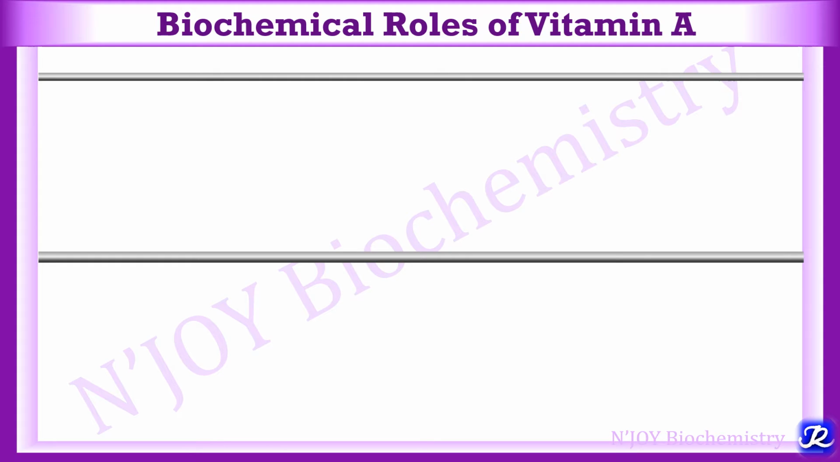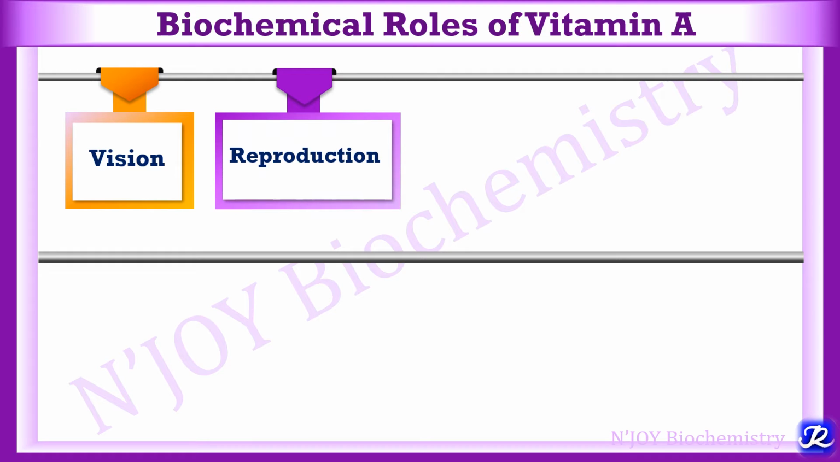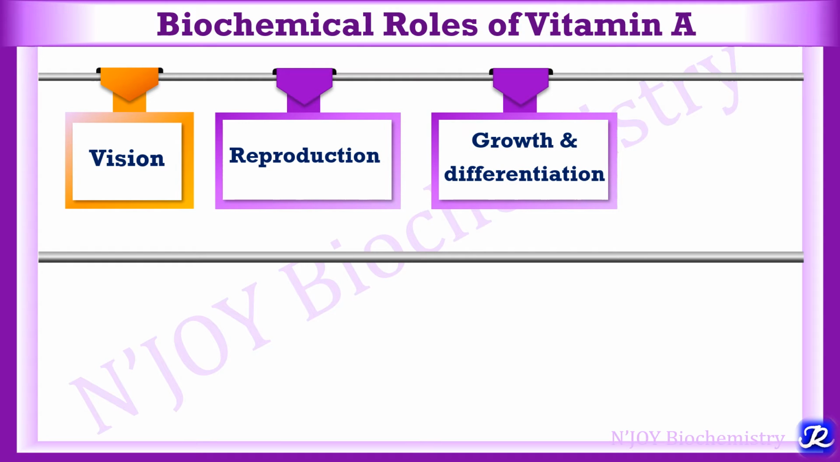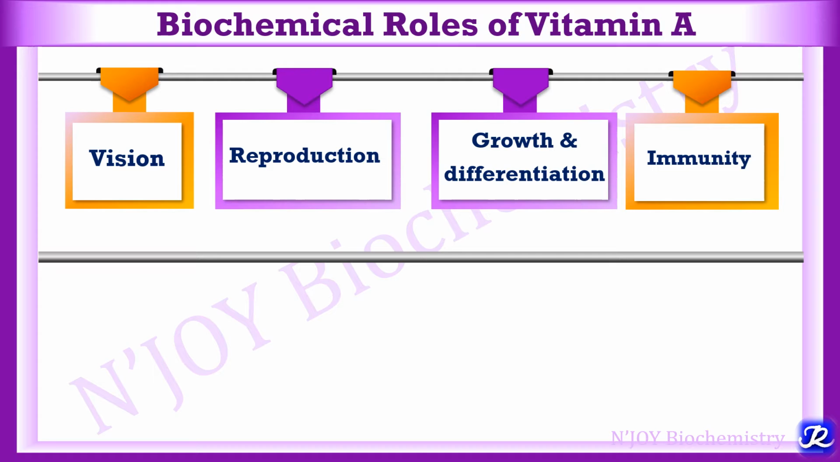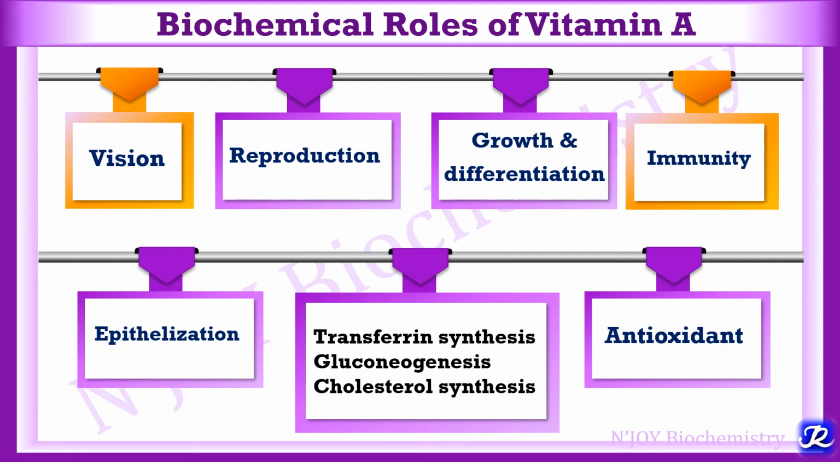Vitamin A performs various biochemical roles in the body. So this vitamin A has a role in normal vision, that is retinal is important for vision. Retinol is important in reproduction. Retinoic acid is required for growth and differentiation. Immunity, that is the immunological system: vitamin A performs a very important role in maintaining immunity. Epithelialization, and beta carotene acts as an antioxidant. Various other functions are also carried out by vitamin A like transferrin synthesis, gluconeogenesis and cholesterol synthesis.